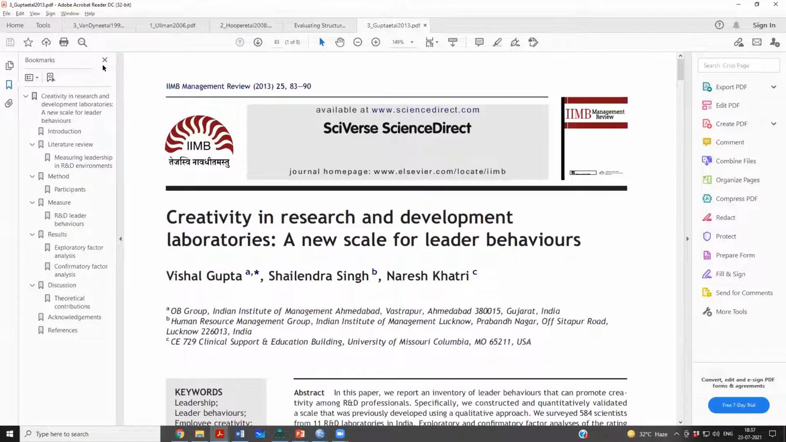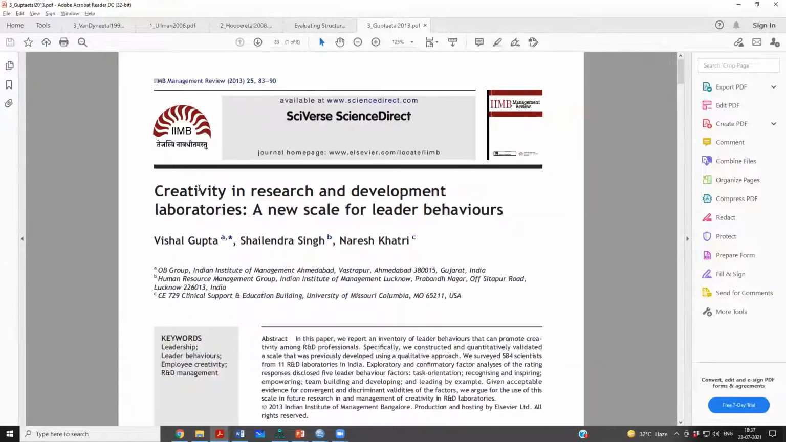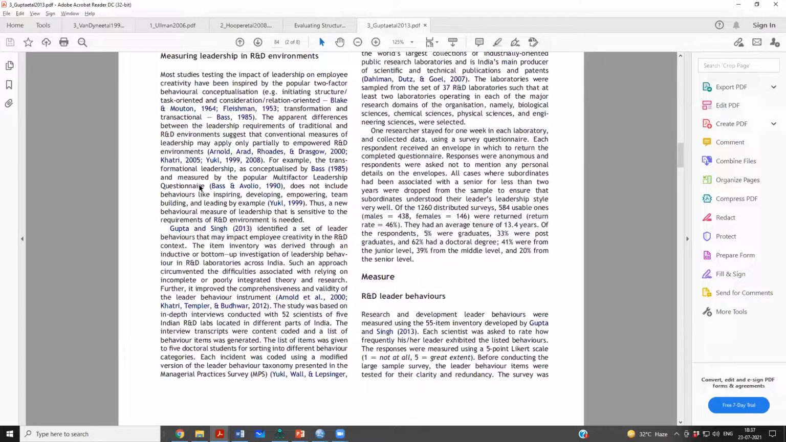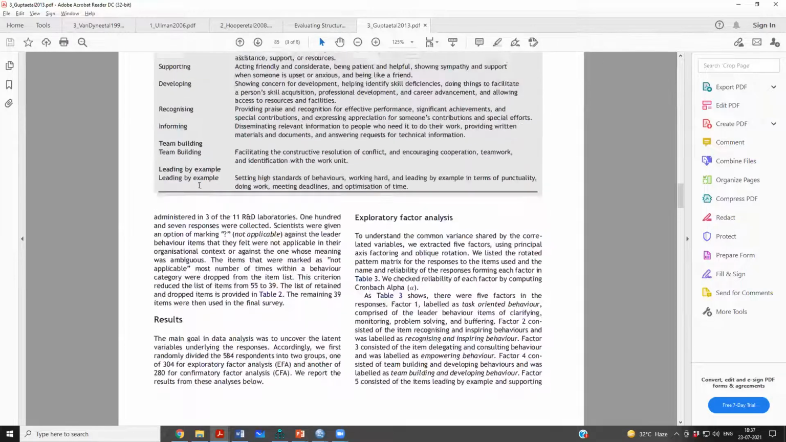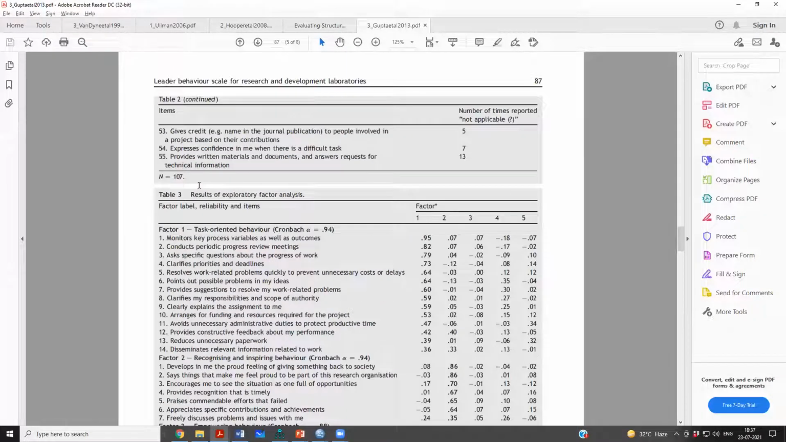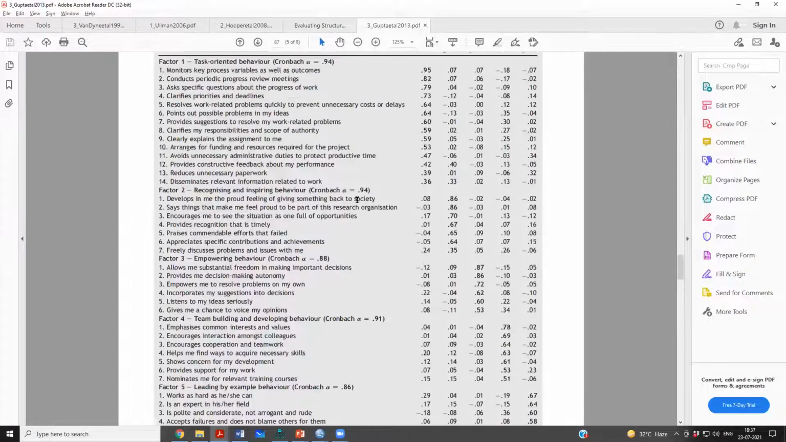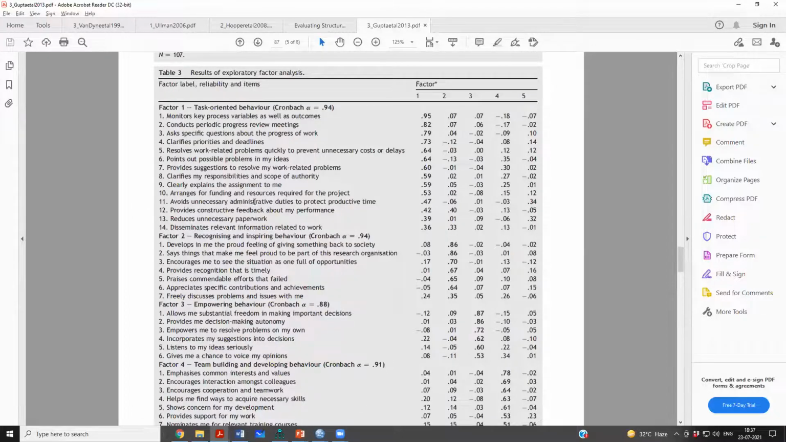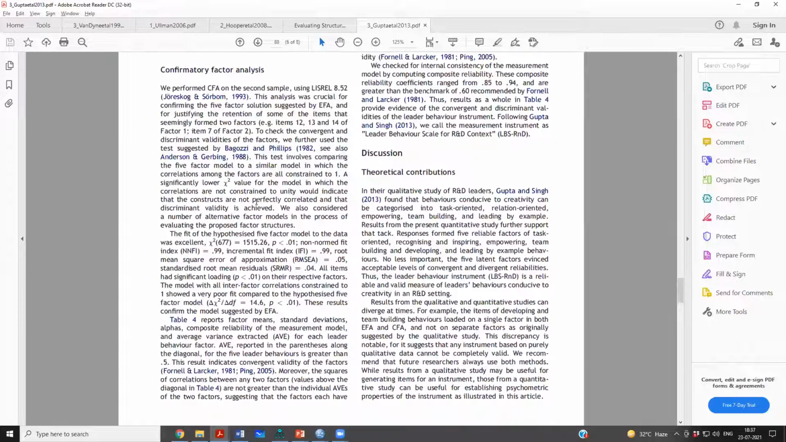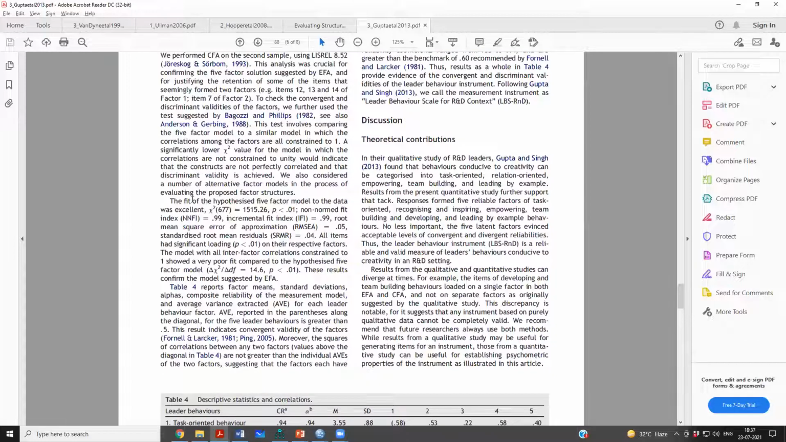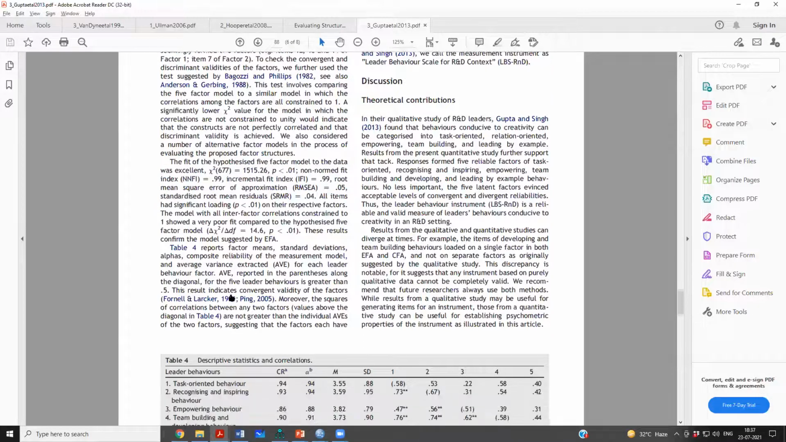If you look at reporting of confirmatory factors, this is a paper that I have given, my paper on reporting exploratory factor analysis results and then confirmatory factor analysis results. So this is how you report the fit of the model.